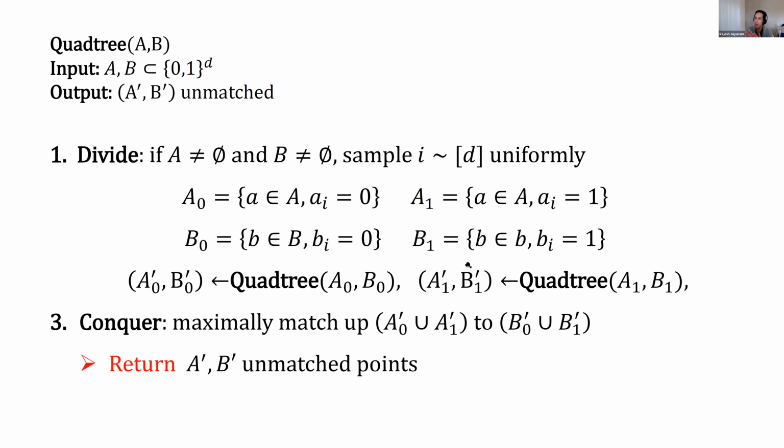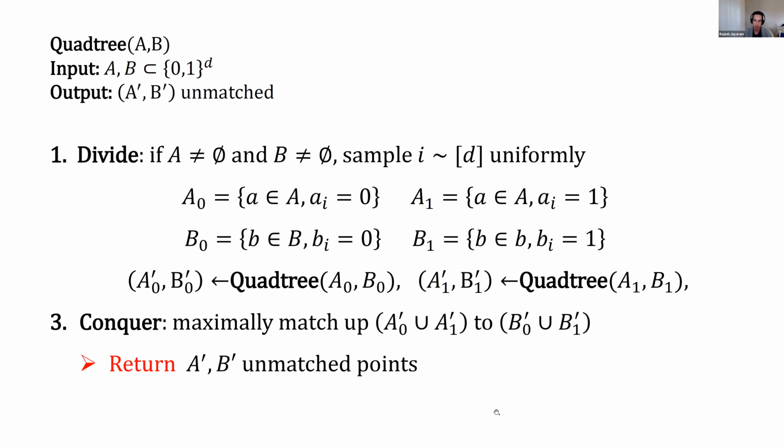We're just going to match up as many of them as we can. So we'll take all the points in A returned from these two calls, and all the points returned from these two recursive calls from B, this B0 prime and B1 prime. These are just the excess points. And I'll just match up as many of them as I can arbitrarily. And any leftovers, I'll just return in these A prime and B prime.